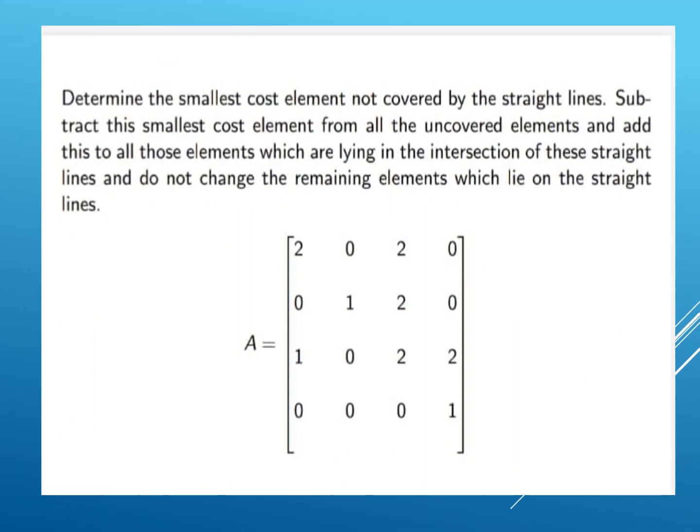Determine the smallest cost element not covered by the lines. Subtract the smallest cost element from all the uncovered elements and add this to all those elements which are lying in the intersection of these straight lines, and do not change the remaining elements which lie on the straight lines. We are having this matrix.